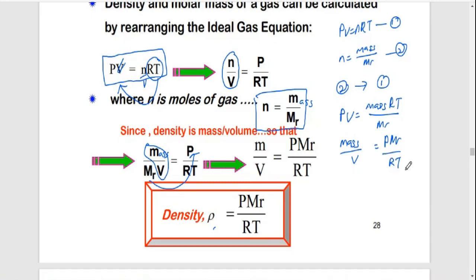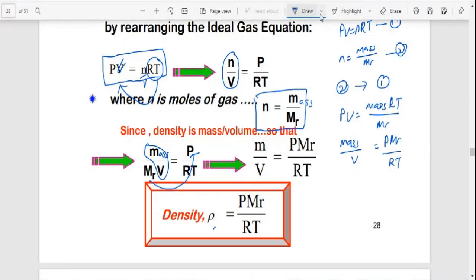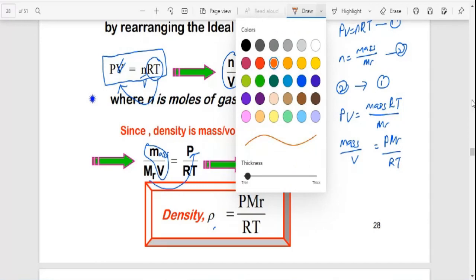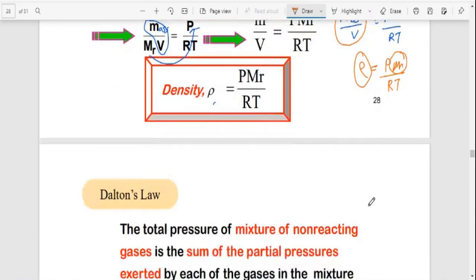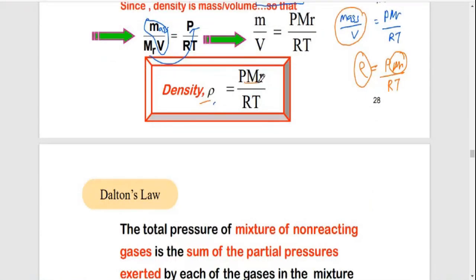So, sekarang kita tahu tiba-tiba terhasillah density. Mengapa? Kerana density sama dengan mass over volume. Still remember? Mass of solution over volume of solution equal to density. So, now density equal to pressure molar mass over RT. Jadi kat sini kita boleh kira density, kita pun boleh kira molar mass. So, this is how we are going to find the density and molar mass based on ideal gas law.